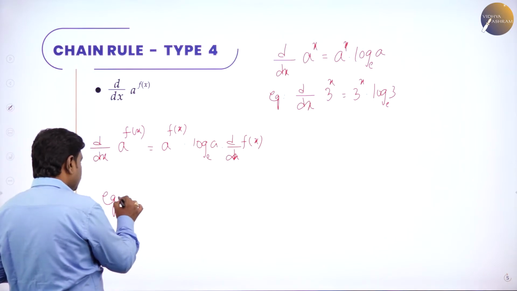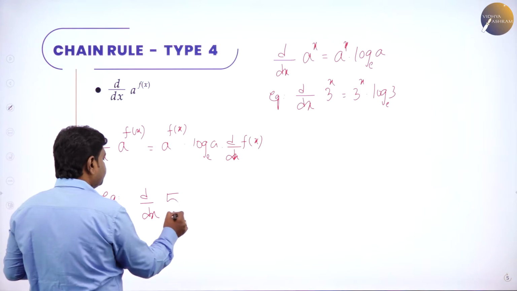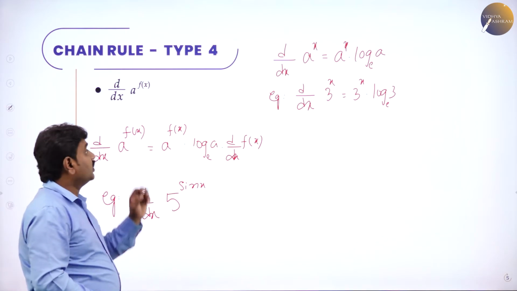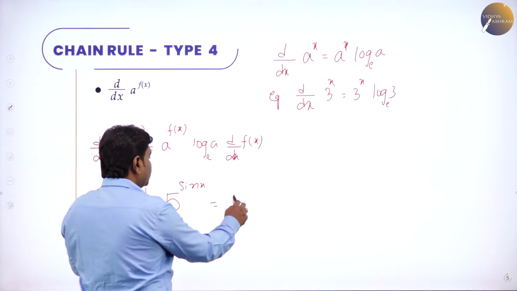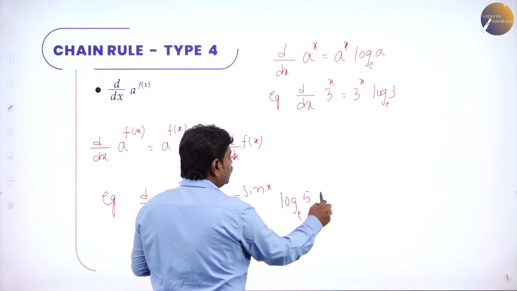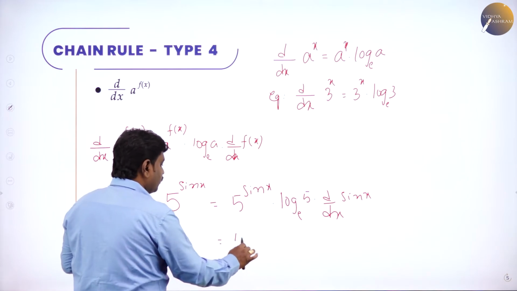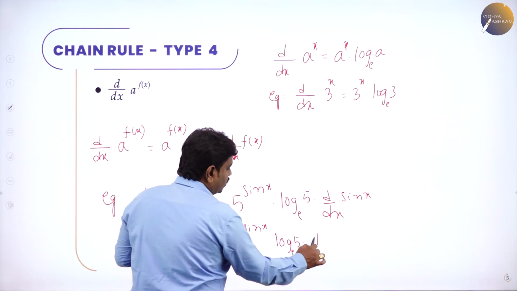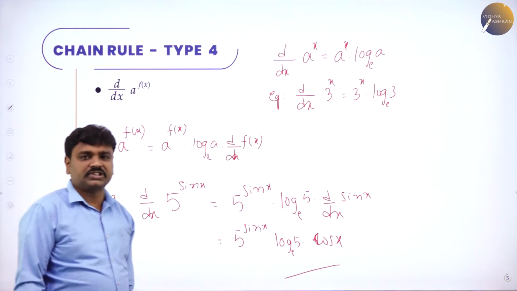For example, if I ask d by dx of 5 power sin x, please observe it is in the form a power function. A power function is a power function into log base e a into derivative of function. So it will become what? 5 power sin x is 5 power sin x into log base e a, a means what? 5, into derivative of the function. What is the derivative of internal function? The power, that is sin x. So finally you will get 5 power sin x into log base e 5 into derivative of sin x. D by dx of sin x is what? Cos x. So this is the answer.